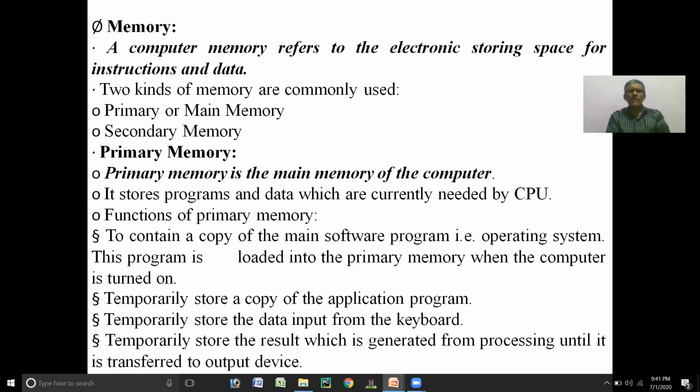Now we'll start with primary memory or main memory. Primary memory is the main memory of the computer. It stores programs and data which are currently needed by the CPU. For processing, the CPU requires the data that are currently present in the primary memory. It means the CPU collects data from primary memory to process it.